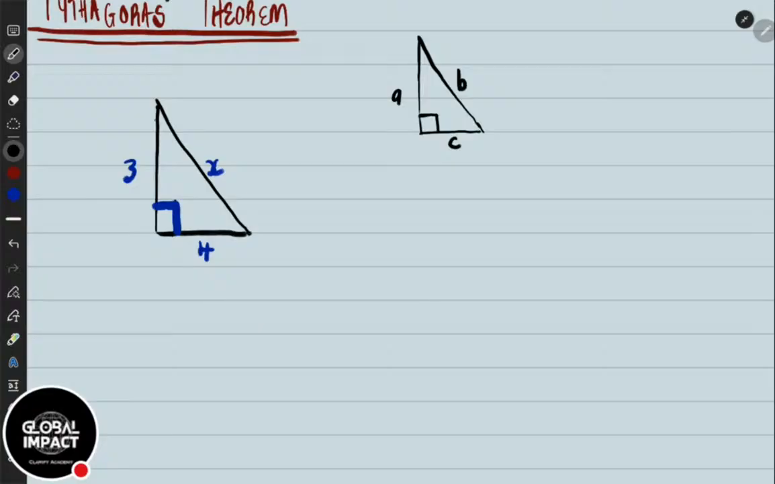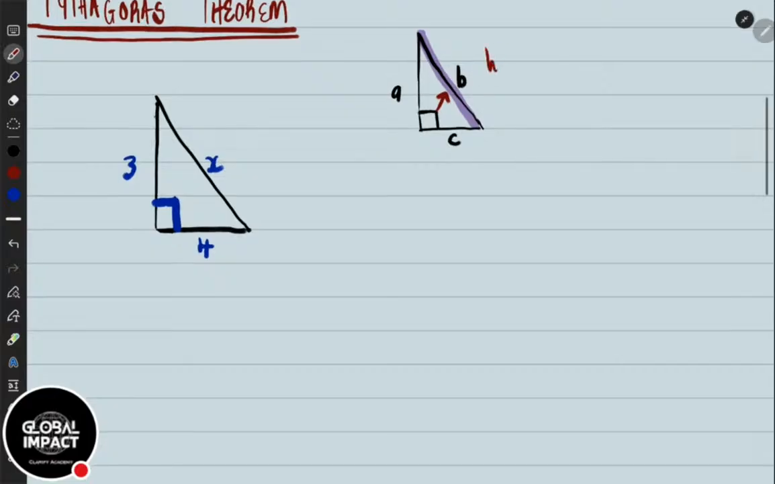What will be happening is this. You should always look for the side that is opposite the right angle. You go opposite the corner of the right angle. The side that you go to is going to be the largest side, and we call it the hypotenuse.